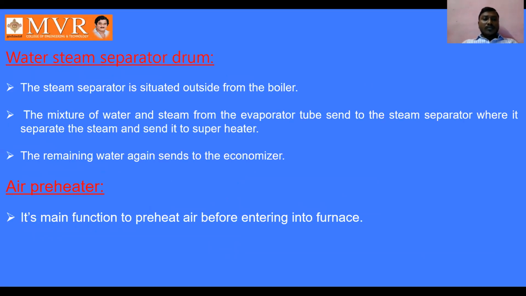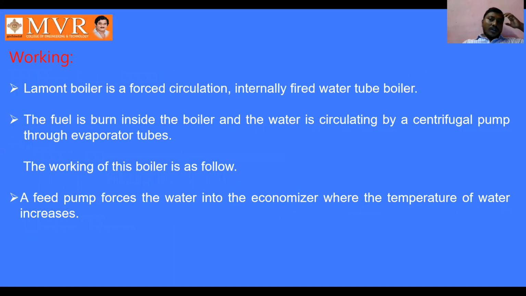See here, the water steam separator drum is going to separate the steam as well as the water here, and the air preheater preheats the air before entering into the furnace. What I have explained to you about the working principle of the Lamont boiler near the diagram, we are going to get step by step in points. The Lamont boiler is a forced circulation boiler.